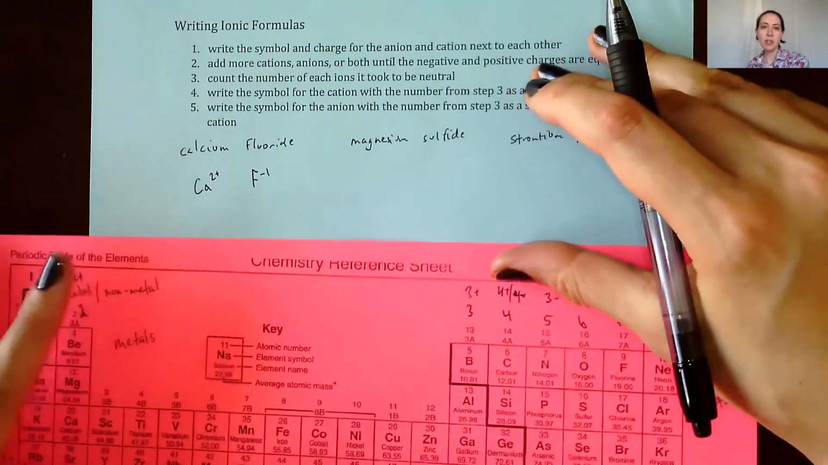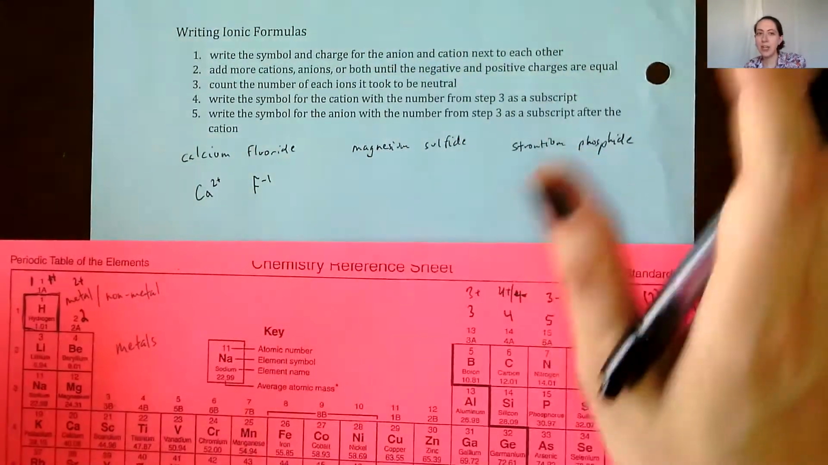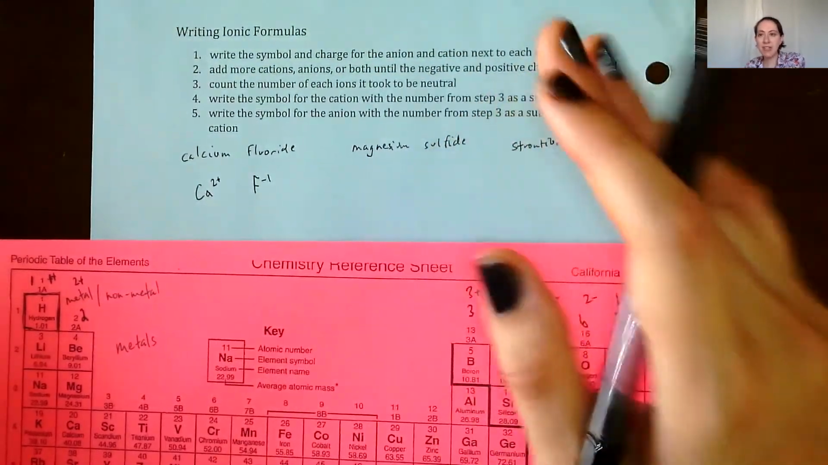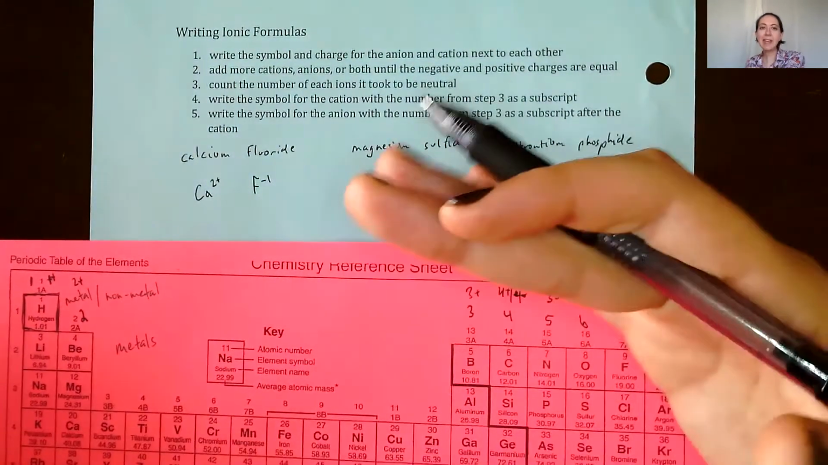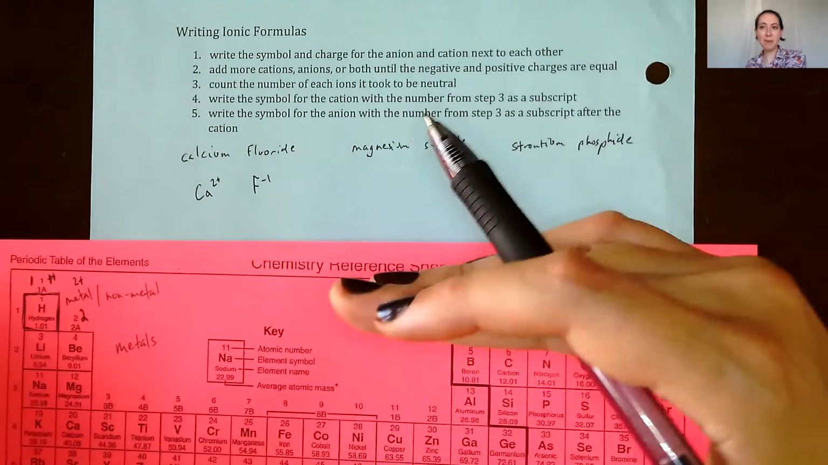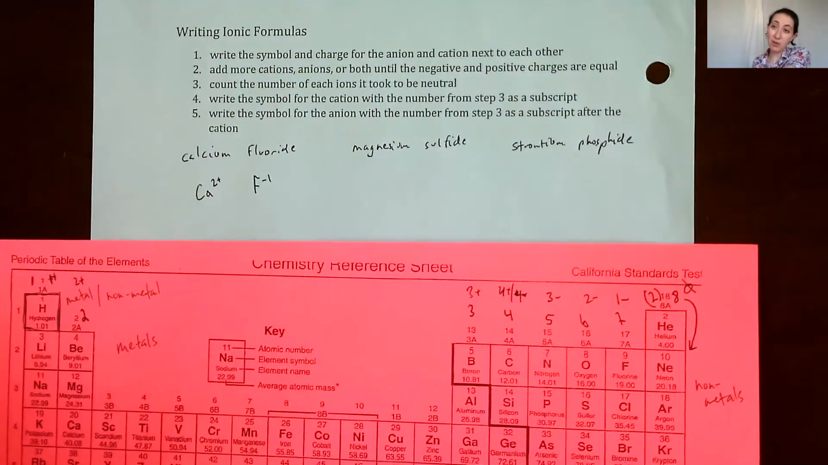Okay, next step. We can't mess with this. We can't change the charge. Calcium is a 2+ charge. Fluorine is a 1- charge. We can't get rid of anything. It's at the very, very minimum. There's at least a 1-to-1 ratio, but maybe it's not a 1-to-1 ratio.